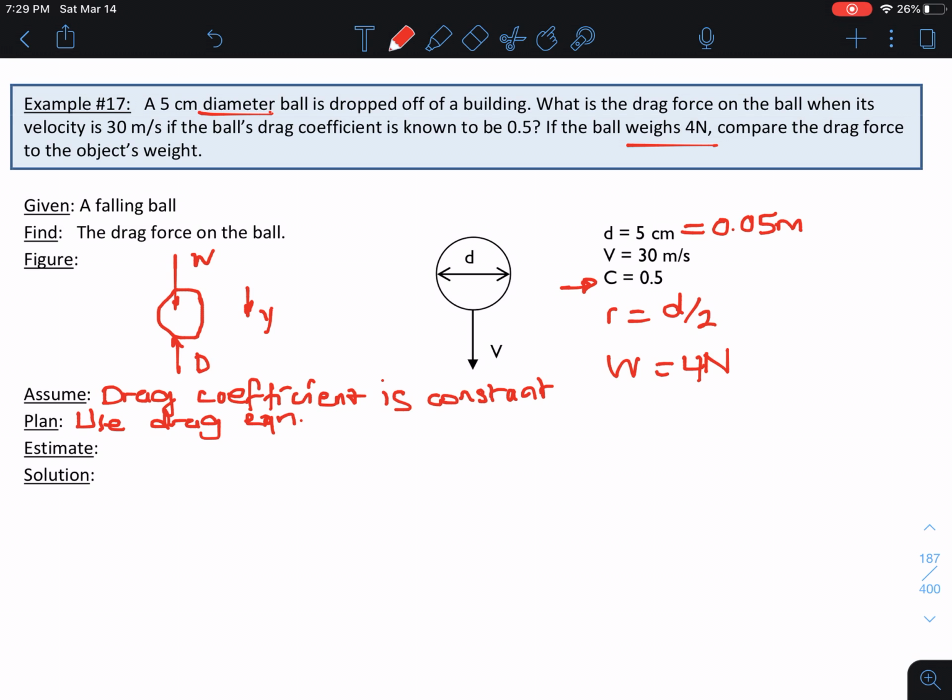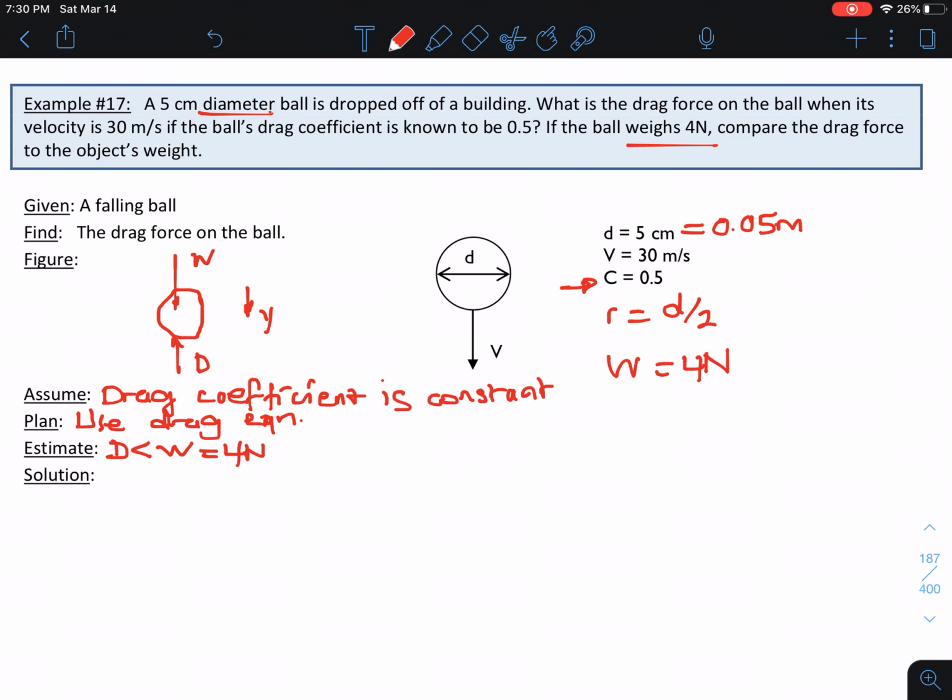Later on, we are going to talk about the terminal velocity, and we're going to see that that happens when the weight force is equal to drag force. So they're going to be equal to each other. But in this problem, there's no extra wind or something, so it's just a drag force. And I expect drag force to be less than the weight force, which is 4 newtons.